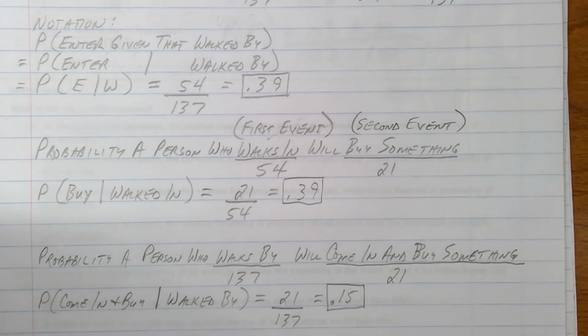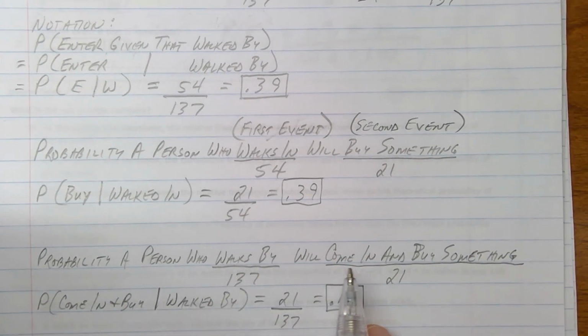All right, what about the probability a person who walks by will come in and buy something? That's getting kind of complex here, but let's just make a simple fraction here. What did they do first? Well, first they had to walk by. That's going to be my bottom number, what they did first. What'd they do after that? Well, they came in and bought something. So if we go back to our tree diagram, we know that 54 came in. How many bought something? 21 ended up buying something.